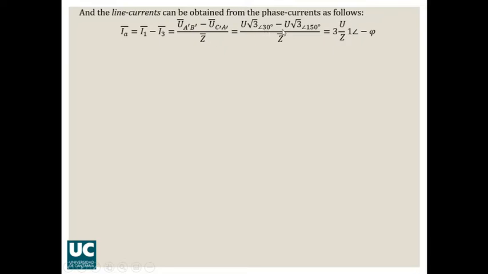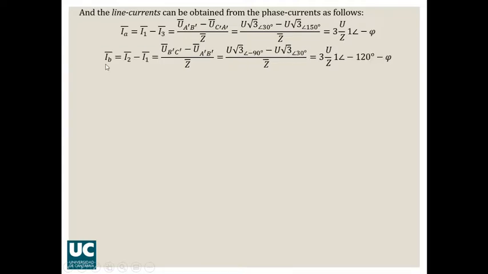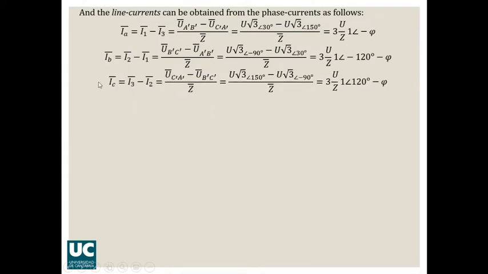If we introduce the values of the angles and the absolute values for those voltages, we get to this result for line current A. We can do the same with current B to calculate the difference between phase currents 2 and 1, which are going to be this difference in potential between the impedance. This difference in potential divided by the impedance would be current 2, and this difference in potential divided by the impedance could be current 1. So then we get to this result.